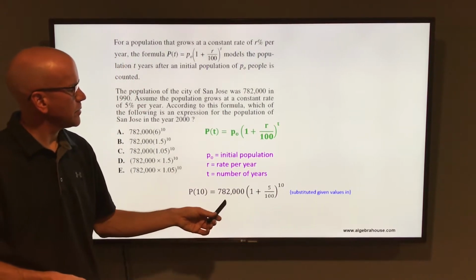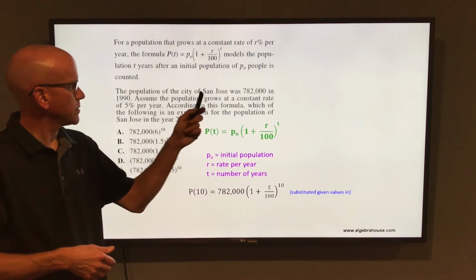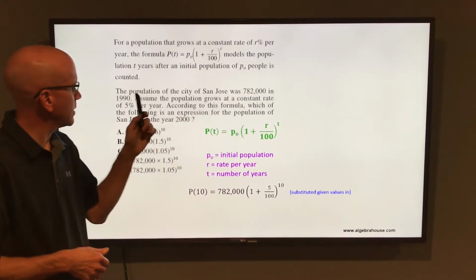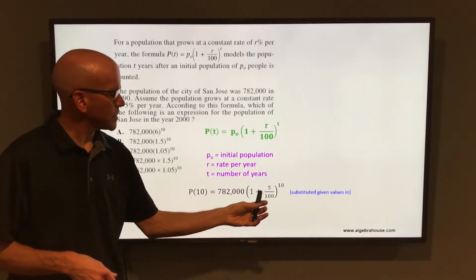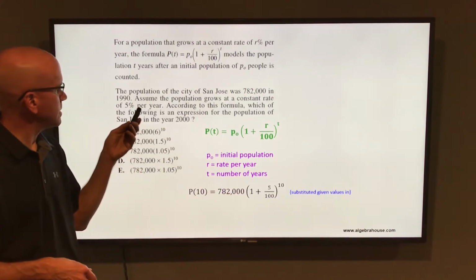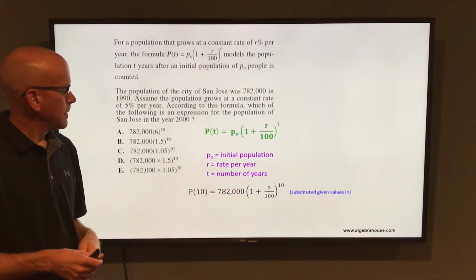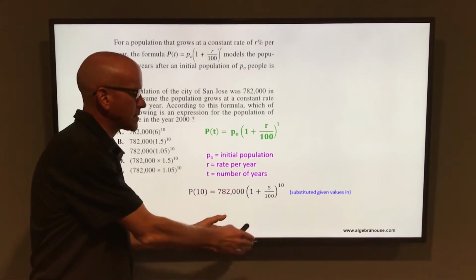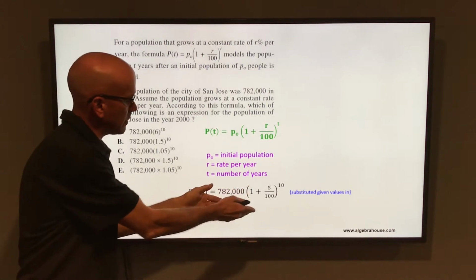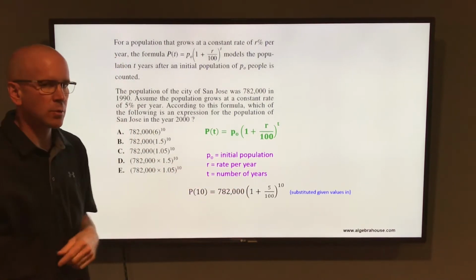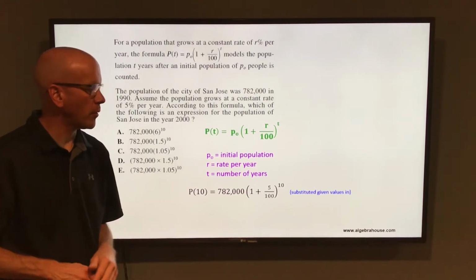Now, 782,000, that is the initial population. So the population of San Jose was 782,000 in 1990, the year that we're starting this. Then 1 plus 5 over 100, that 5 is the percent it's growing per year. Now, all we have to do, and we don't want to get this to an exact number, notice the answer choices. We want to match this up with one of these. So the question is, which of these does this match up with when you take it a little bit further?